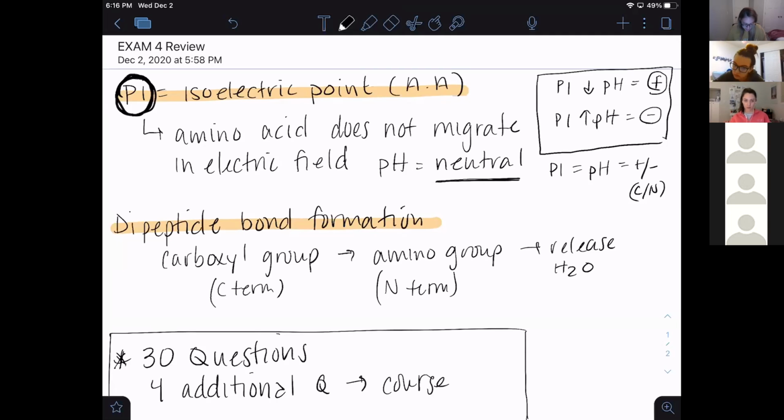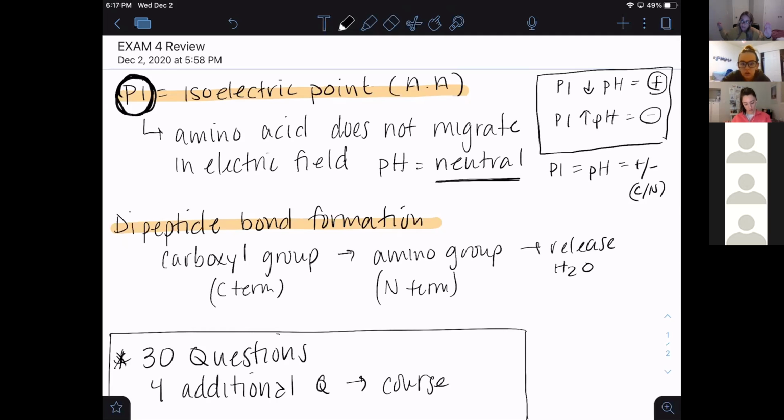terminus. Okay, the next thing you need to know is you have to be able to describe what is happening in a dipeptide bond formation. So first of all, people are going to get thrown off by dipeptide. They're going to think this is something new. It's not. Di means two, so you have two peptide bonds coming together. When we have two peptide bonds coming together, what happens? We're connecting what to what? The C terminus to the N terminus. And what is lost? Water.